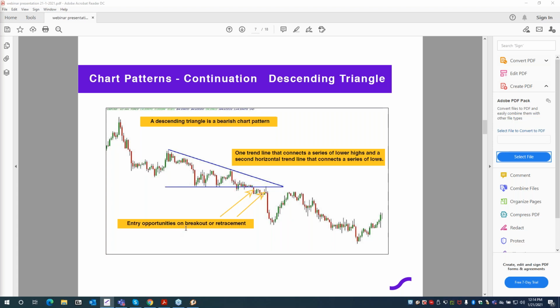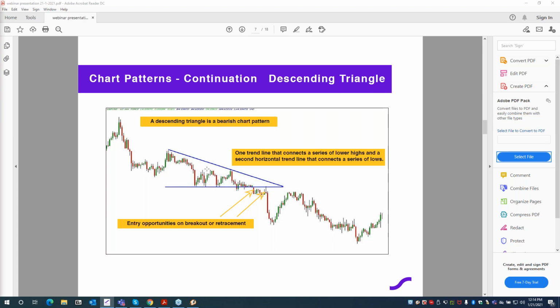So, entry opportunities on breakout or retracement. A retracement, guys, as I mentioned to you before, is basically a small move in the opposite direction. A reversal is a big move against the direction it's going, against the trend. So here we can see a small retracement, moving back up again, touches the resistance, and boom, shoots back down again. So very easy, the concept of the triangle, but you need to know how to implement your support and resistance levels and your trend lines.